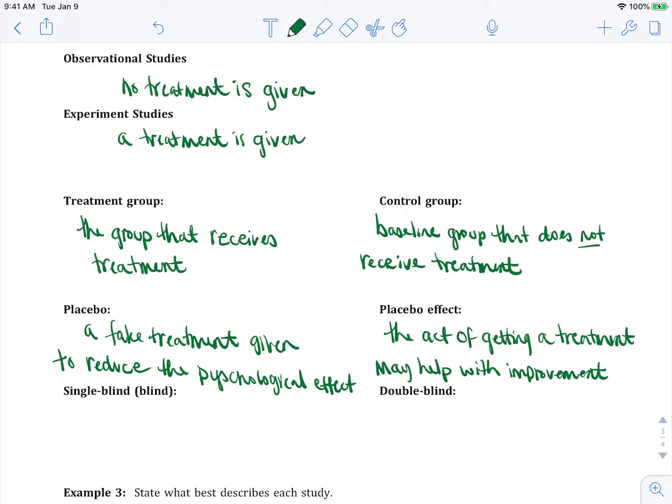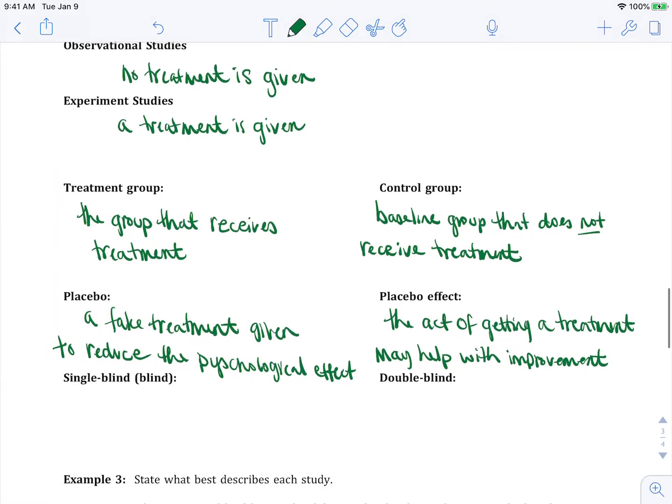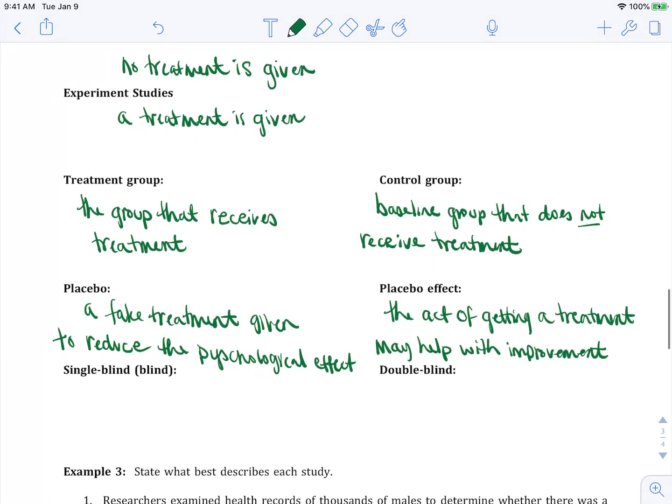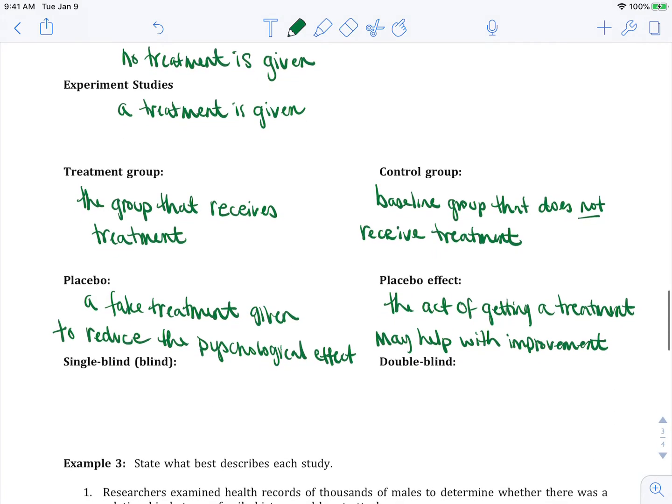So within this, when you have a treatment group and a control group, they might make it single blind. And what that means is the researchers know who's getting which treatment, but the subjects do not know, hence single. So subjects do not know which treatment they are given.